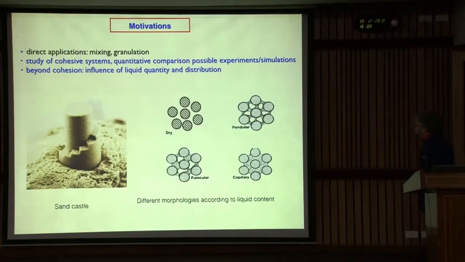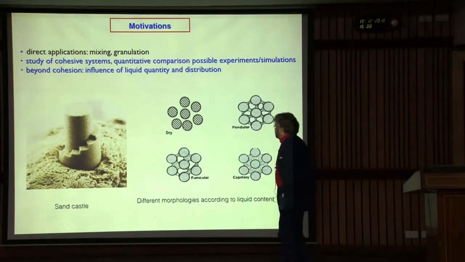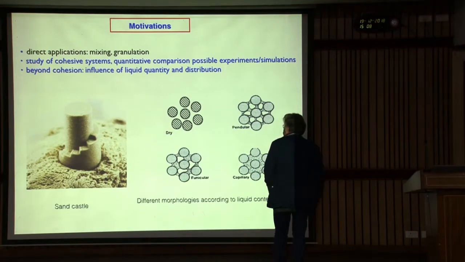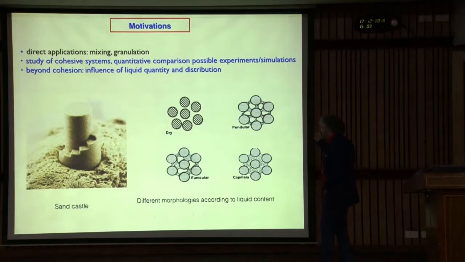So why study such systems? There are, of course, direct applications to industrial processes such as mixing and granulation. And as already said, it's also a particular instance of a model cohesive system for which quantitative comparisons are possible between experiments and simulations. Aside from those cohesive aspects, we also have to worry about this system as a case of a mixture of grains and fluid, so two phases, and we have to investigate the influence of the liquid quantity and the distribution of the liquid in the material.